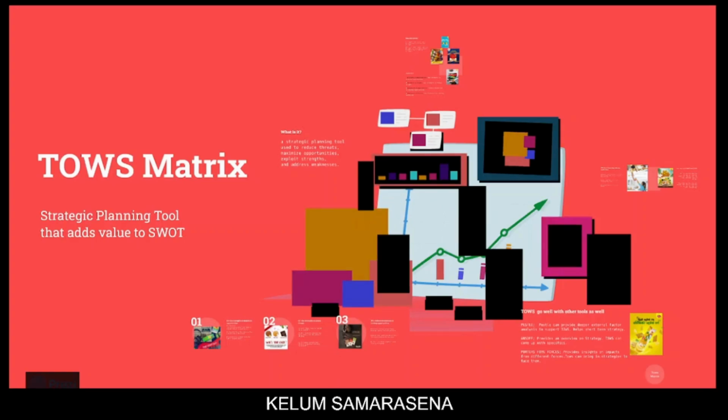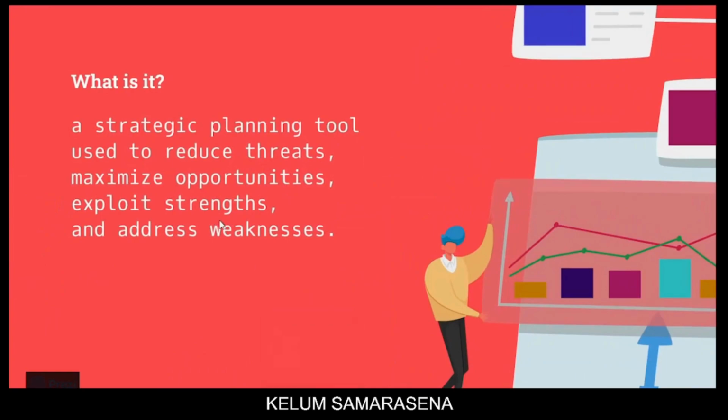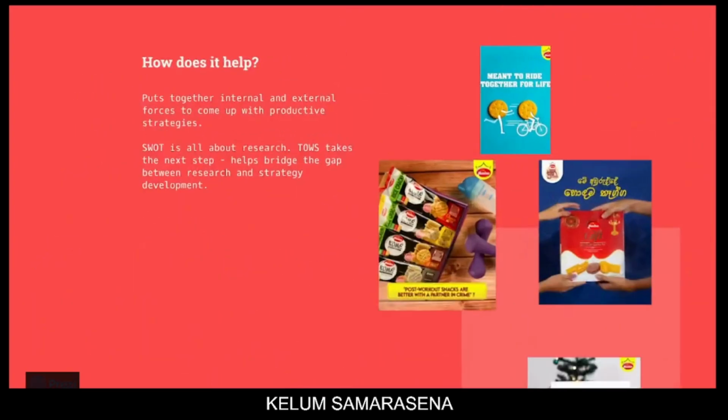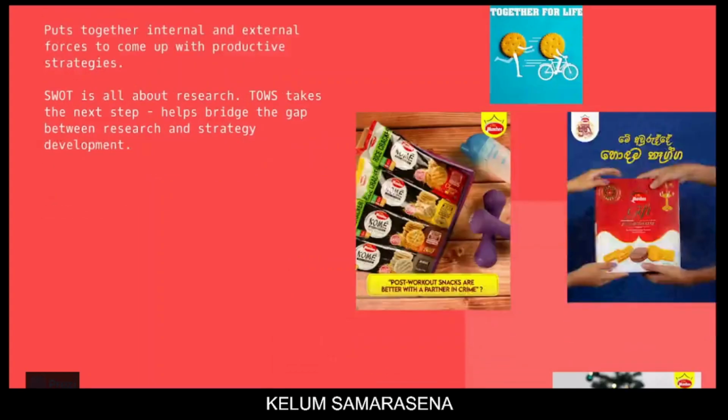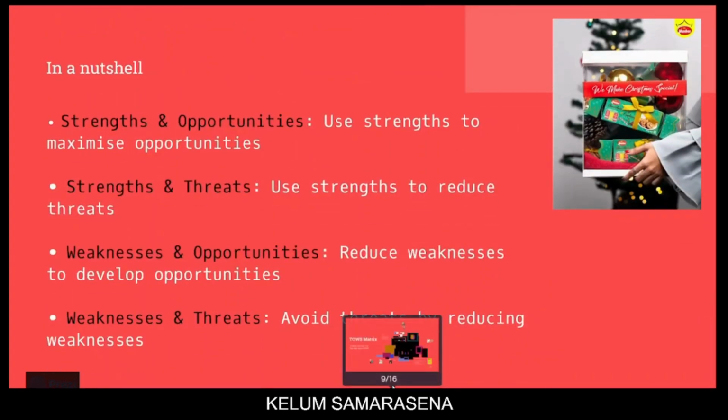TOWS matrix. Now this is something that comes right after SWOT analysis. SWOT analysis is mostly about research done by the marketing team with regard to the strengths, weaknesses, opportunities, as well as the threats faced by the company, and the TOWS needs to follow soon after that, because that's the next step. Here we focus on the aspects like what to do with the SWOT that we find out.